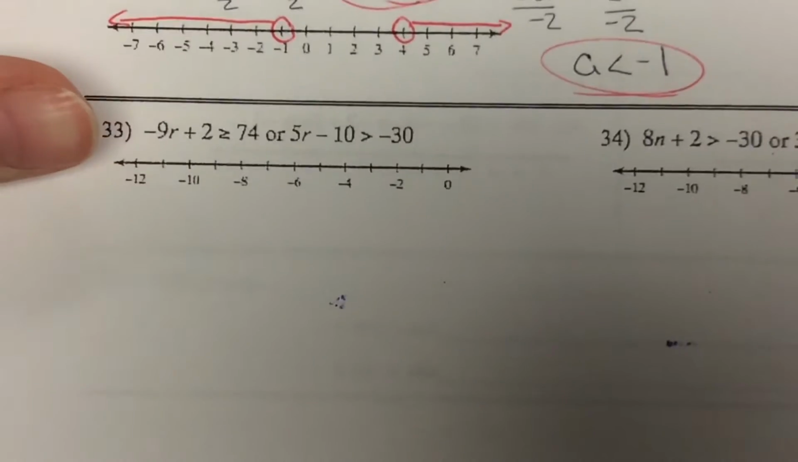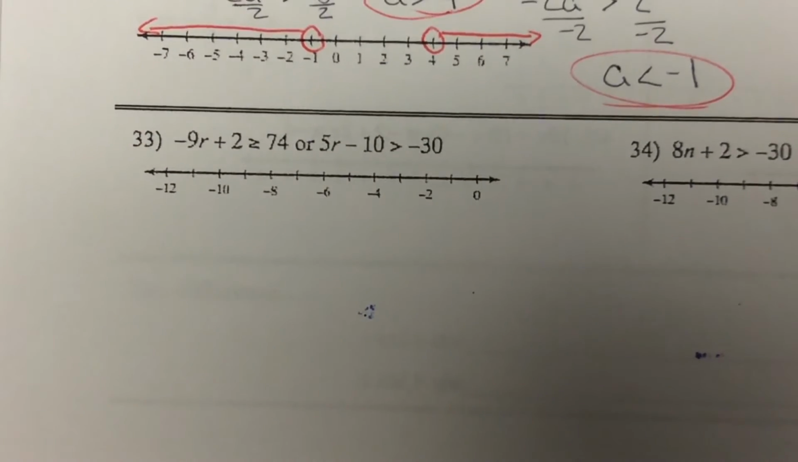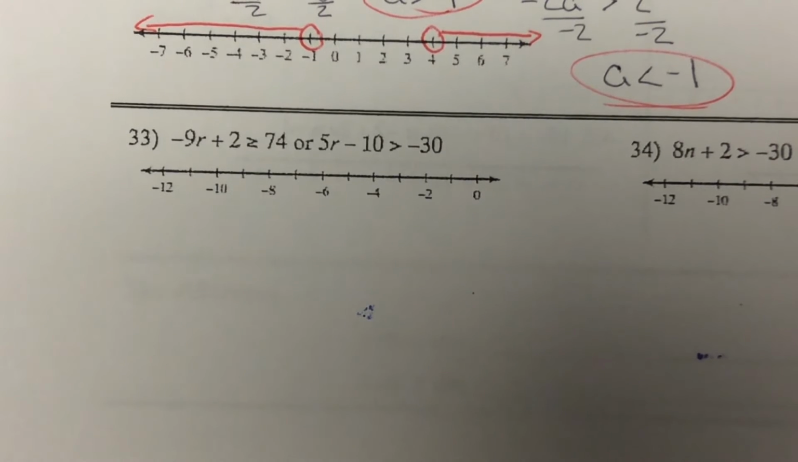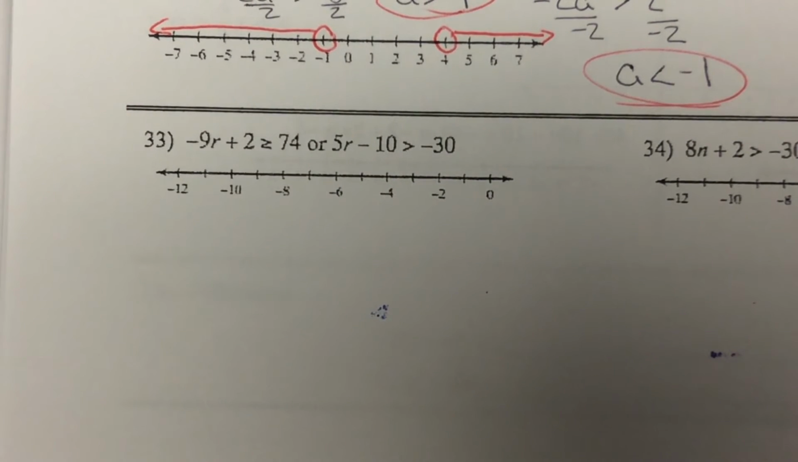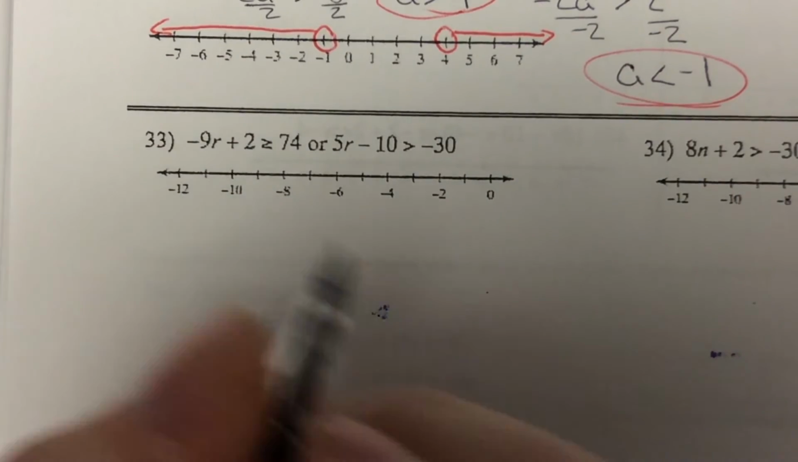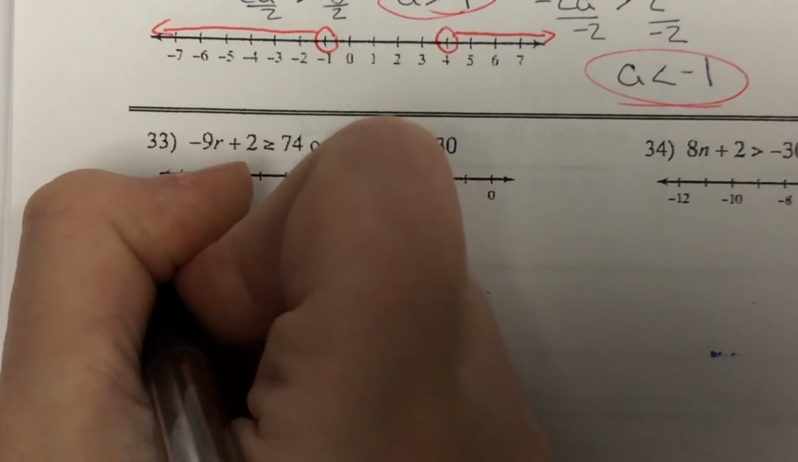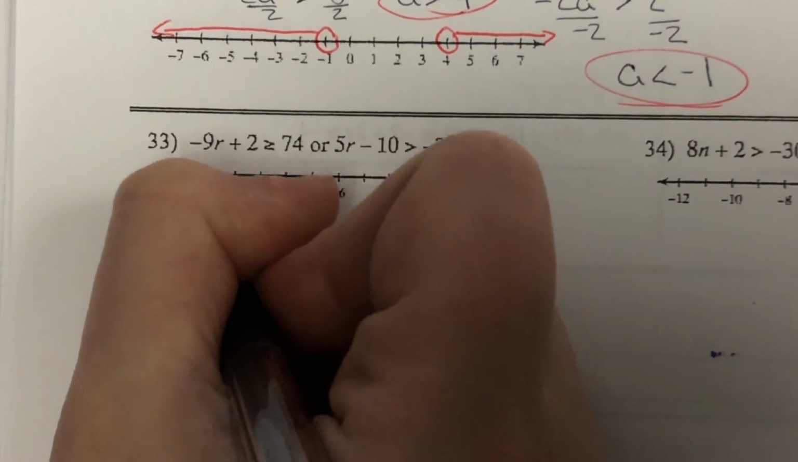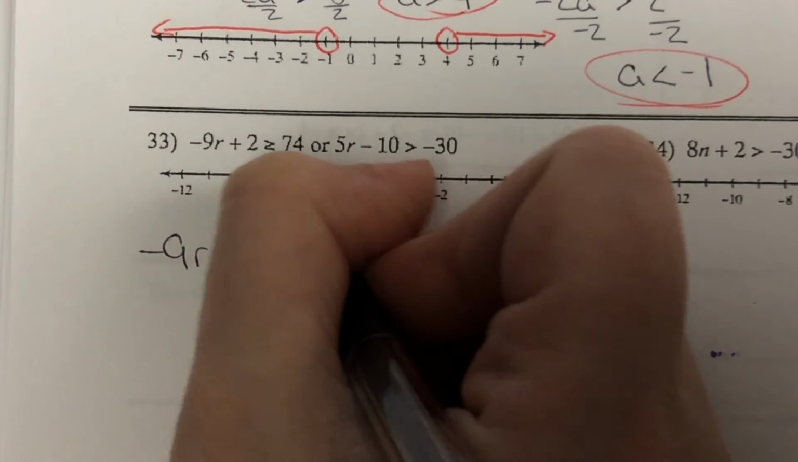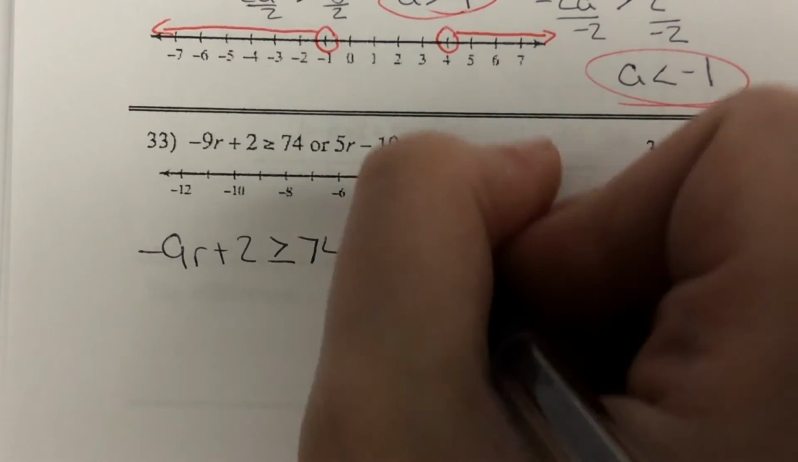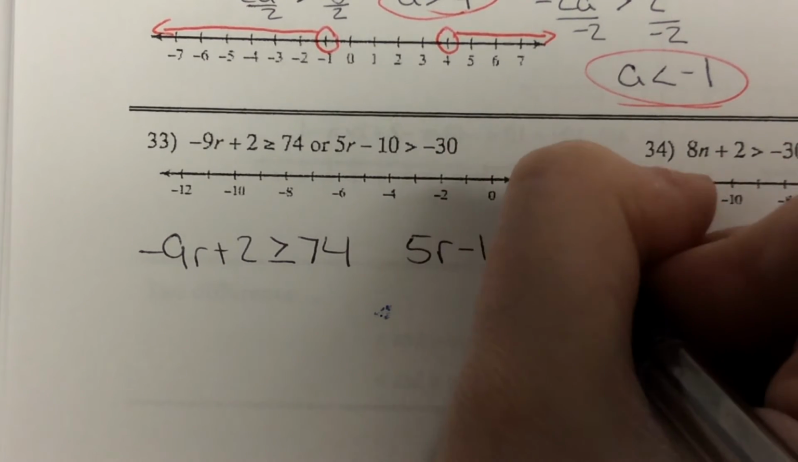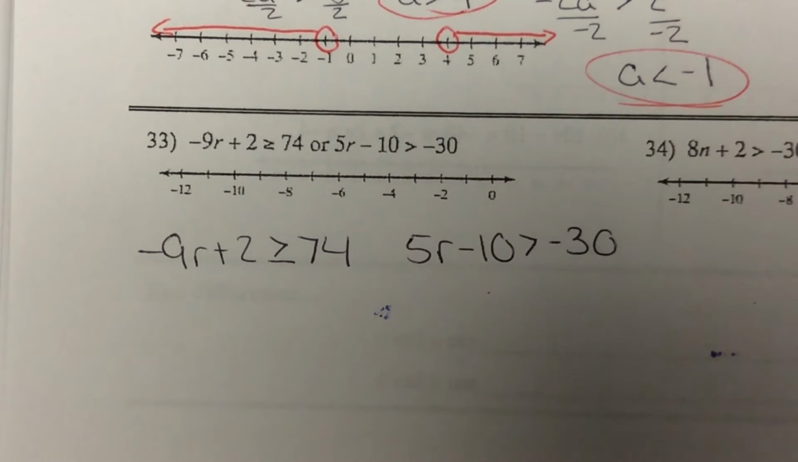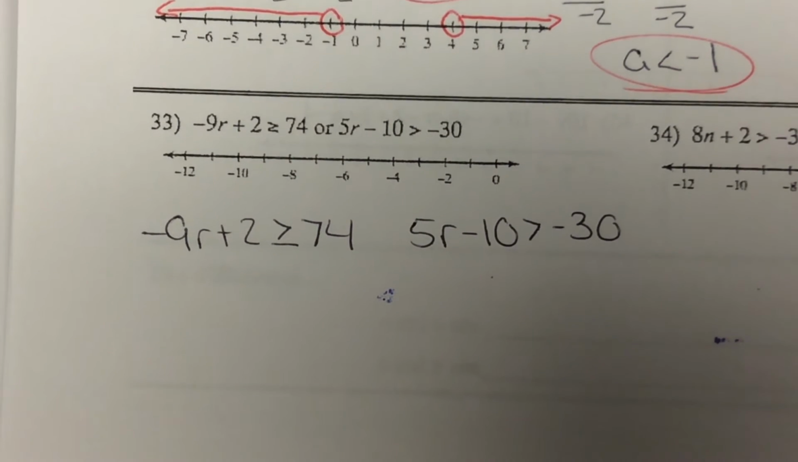Okay. So let's do a couple examples. It looks like I gave you 8 of them. I'll do as many as I can in the time span of our video. All right. So number 33, we've got two inequalities that we need to solve for separately. So negative 9r plus 2 is greater than or equal to 74. And then we've got 5r minus 10 is greater than negative 30. All right. So let's solve them one at a time.